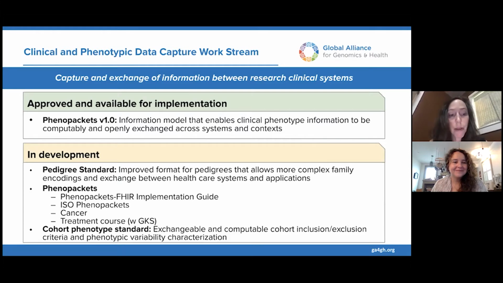With Phenopackets, we continue to extend our work. We are working on FHIR interoperability. We also are working with the ISO community to release Phenopackets as an ISO standard. We are developing enhancements to the Phenopacket schema in the areas of cancer and treatment course, which is a collaboration with the Genomic Knowledge Standards workstream. And we're also investigating the ways in which we might build a computable cohort phenotype standard, because no such standard exists across different consortia and systems for how to represent the variability, the phenotypic variability, and the inclusion and exclusion criteria for designing a cohort.